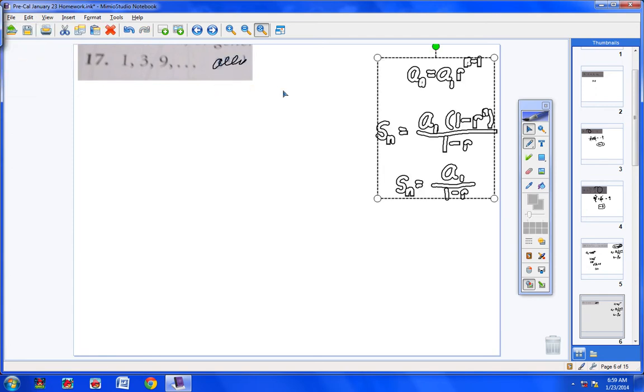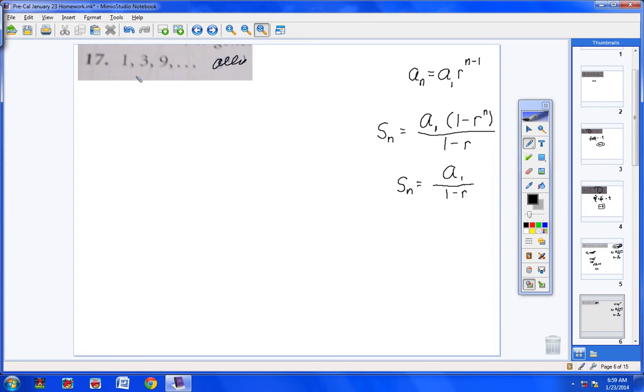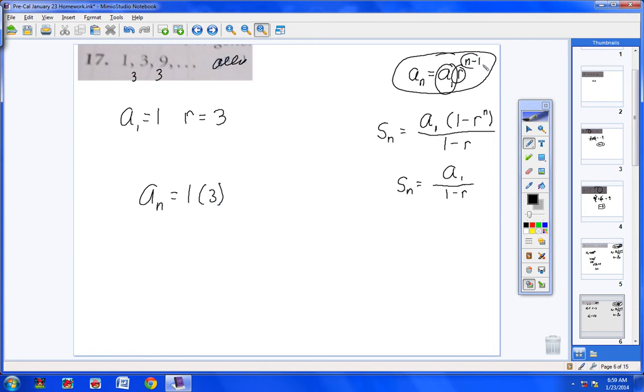Okay, let's find the nth term. This is a geometric sequence. You're multiplying each term by 3 over and over. So your first term would be 1. Your common ratio would be 3. And this is the formula that gives you the nth term for a geometric sequence. So a subscript n equals, notice next is this, that's my first term, which is 1. Then next comes r, which would be 3, and then I would put n minus 1. And there we go, you found the nth term or the general term.